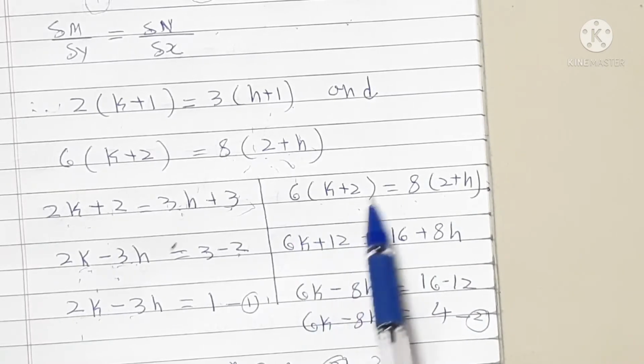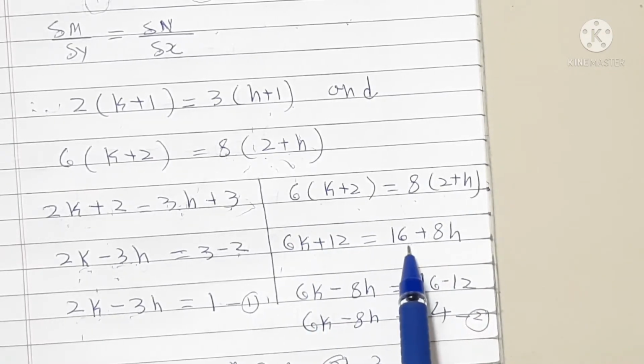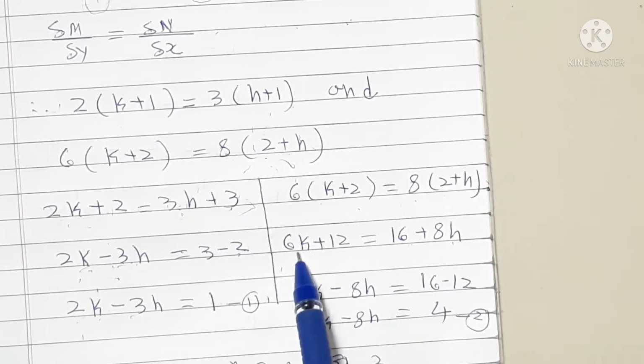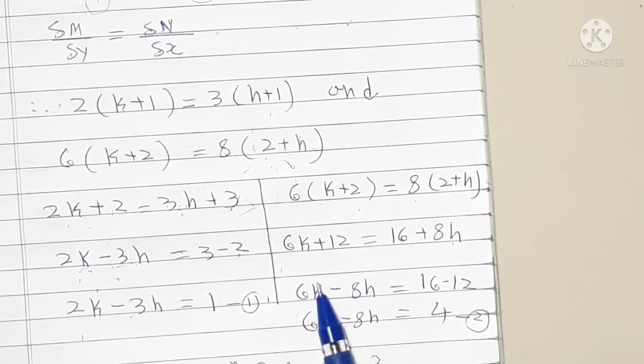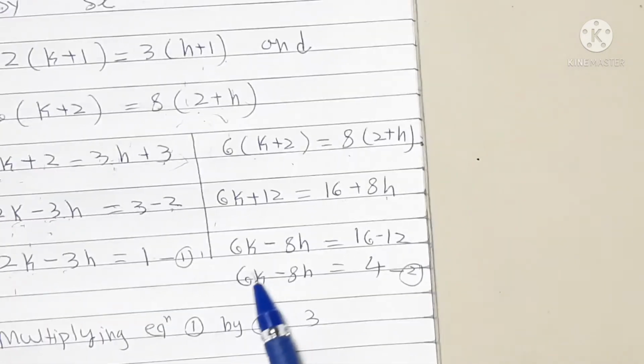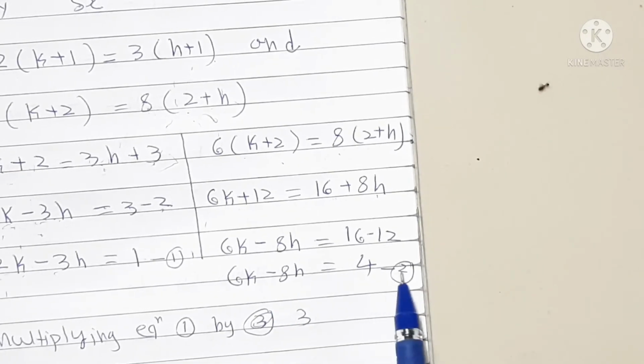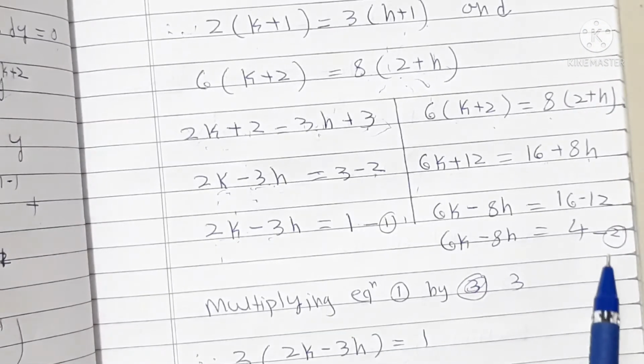Okay. Then multiply inside the bracket. 6k plus 12 is equal to 16 plus 8h. Then put the h and k terms on one side and the constant terms on the other side. After that we will get 6k minus 8h is equal to 4. This is equation number 2.